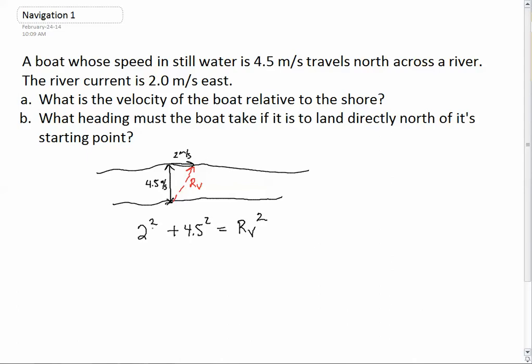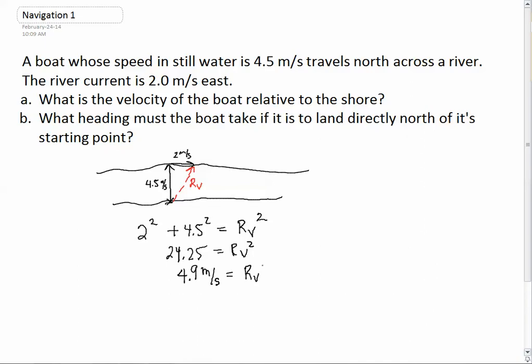So we'll pull out our calculator. We've got a calculation, and that gives us 24.25 is equal to RV squared. So we need to take the square root of that to get the actual resultant velocity, and rounding it to 2 significant digits, it's 4.9 meters per second is the velocity of the boat relative to the shore.